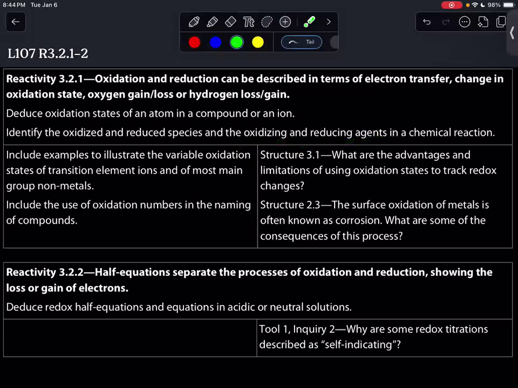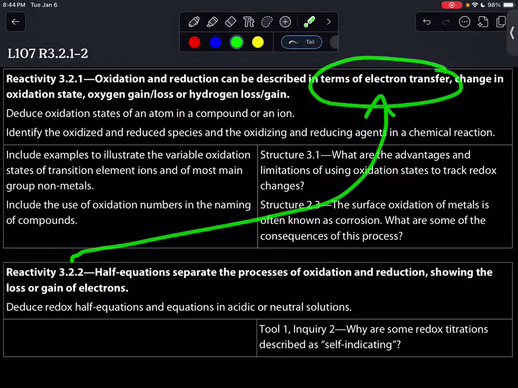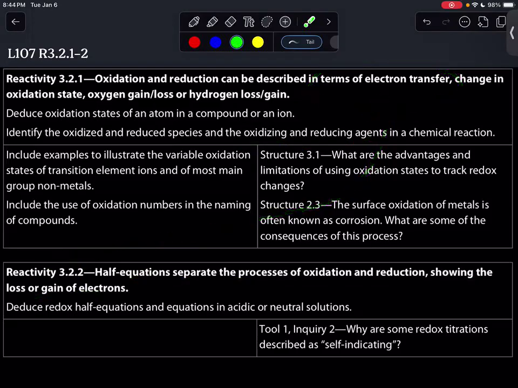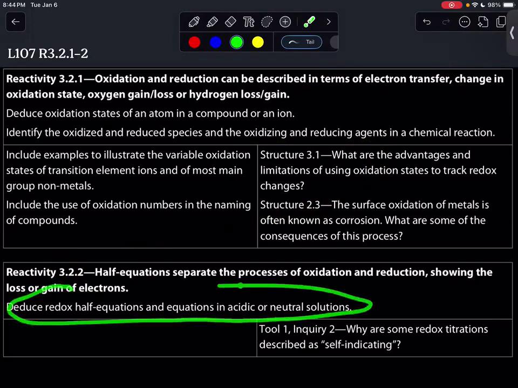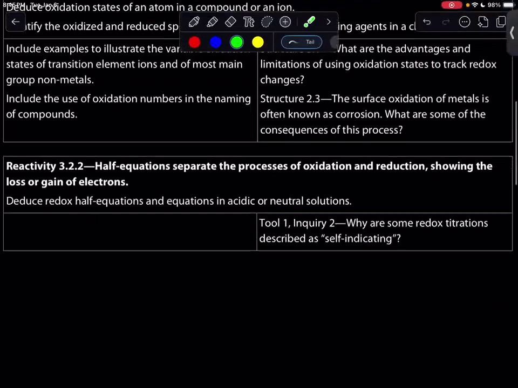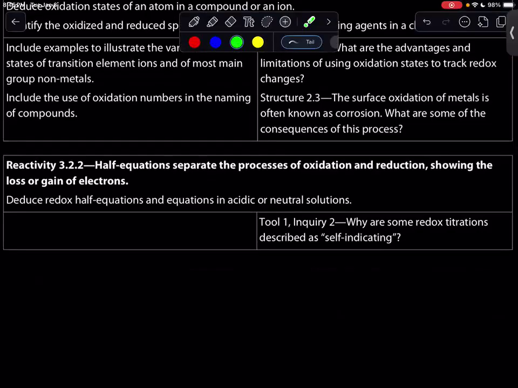in that reaction. We will then move on to 3.2.2, where we'll talk about half equations, separating the processes of oxidation and reduction, showing the loss or gain of electrons, therefore showing that we will likely be working with the terms of electron transfer for oxidation and reduction. Using that, we'll deduce redox half equations and equations in acidic and neutral solutions. We will not be moving on to basic solutions.